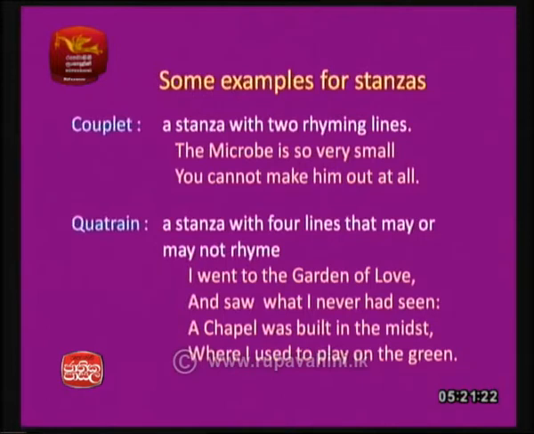Here is an example taken from the poem The Garden of Love by William Blake. Shall we read that? Yes. I went to the Garden of Love and saw what I never had seen. A chapel was built in the midst where I used to play on the green.